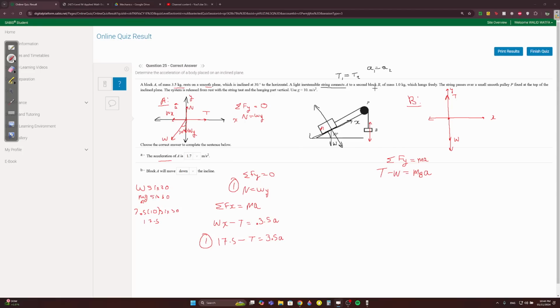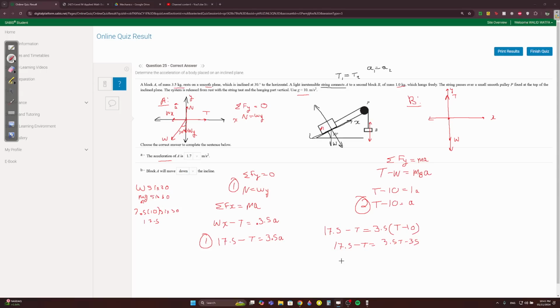What's the weight of B? It's 1 kilo and G is 10, so mg will just be 10. So T minus 10 is equal to mass of B, 1, times A. So T minus 10 is equal to A. Second equation. So A is equal to T minus 10. Here, can I substitute T minus 10? Yes, I can. So 17.5 minus T is equal to 3.5 times T minus 10. 17.5 minus T is equal to 3.5 T minus 35.